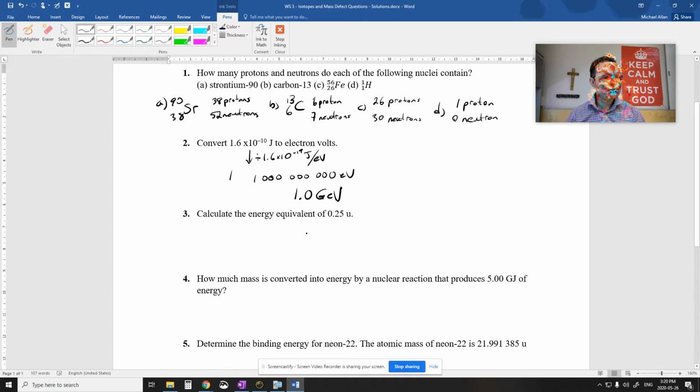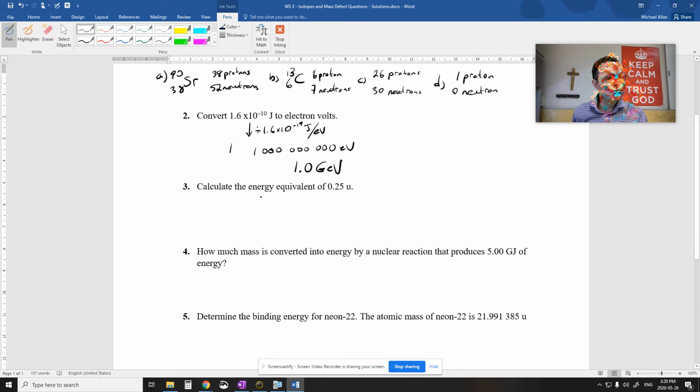What's the energy equivalent of 0.25 atomic mass units? So to do this one, remember I had to use mc squared, but the mass has to be in kilograms for this to work. So I'm going to times that atomic mass unit number by 1.66 times 10 to the negative 27 kilograms per atomic mass unit. Okay, so it's just a quarter of that number. Doesn't seem like that much, but in terms of atomic physics, it's quite a bit.